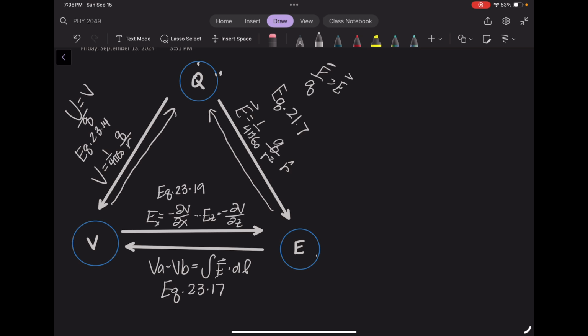So next up, we'll be talking more about the technology that we have in place to use these quantities to our advantage in chapter 24 when we discuss capacitors.